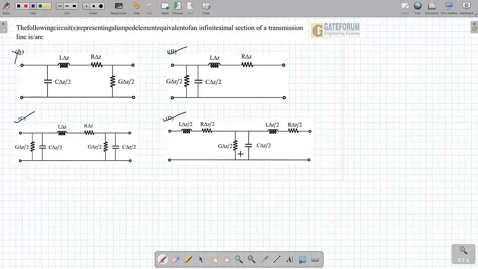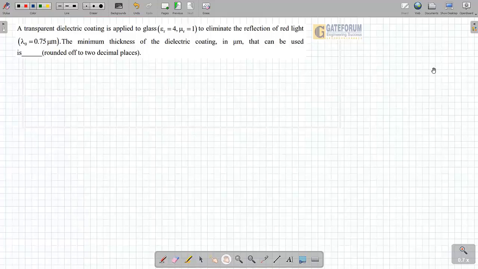Next. Question from electromagnetic theory. A transparent dielectric coating is applied to a glass to limit the reflection of red light. Lambda is given as 0.75 micrometer. The minimum thickness of the dielectric coating in micrometer that can be used is. So the dielectric coating is acting like an impedance matching layer, right? So if impedances are matched, then reflection will not take place because the reflection coefficient will be zero.